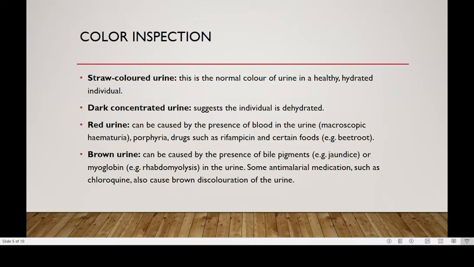Brown urine can be caused by the presence of bile pigments in case of jaundice or myoglobin in case of rhabdomyolysis in the urine. Some antimalarial medications such as chloroquine also cause brown discoloration of the urine.